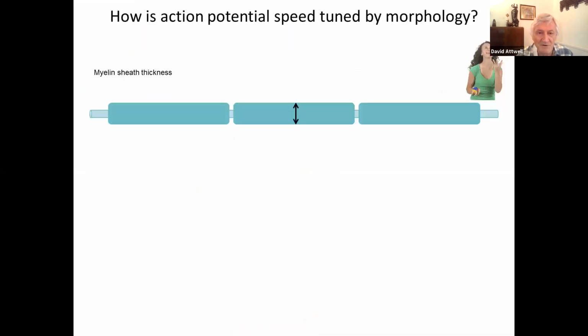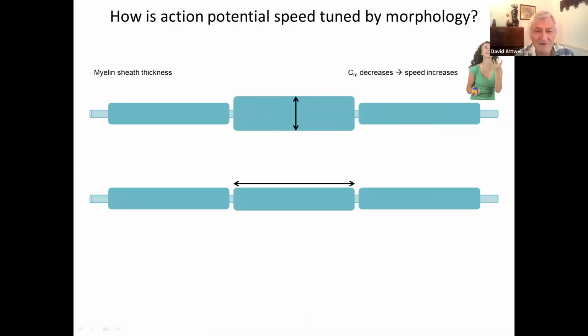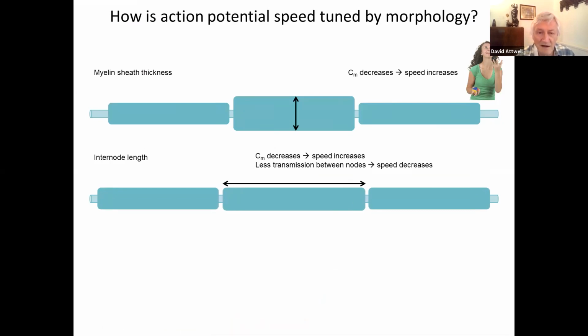So how is speed tuned? There are various ways you can do this, and this is particularly important if you want to coordinate time-critical physical tasks like juggling or playing the piano. A broadly known way of doing this is to increase the amount of myelin around an axon. This decreases the capacitance, and that will increase the speed. Another way to do it is to play with the internode length. If you increase the internode length, then a larger fraction of the axon is myelinated, so the capacitance is lower and the speed increases. But on the other hand, there's less passive signal transmission between the nodes the longer the internode is, and so that will decrease the speed. There are two opposing effects there.